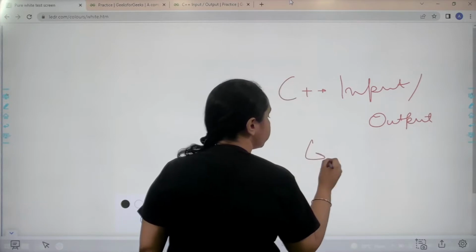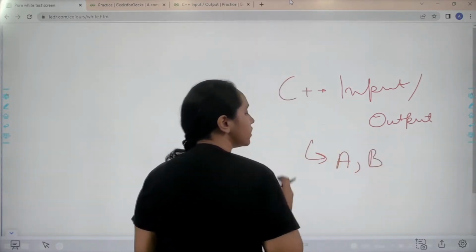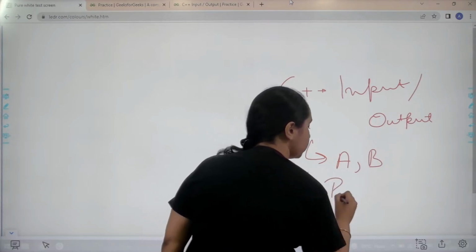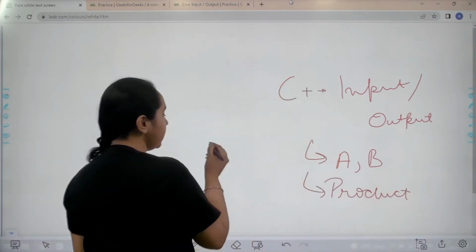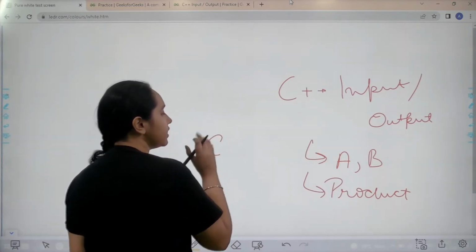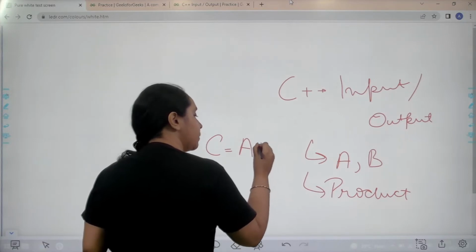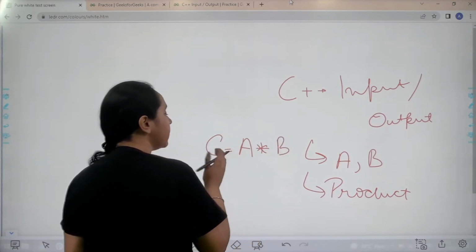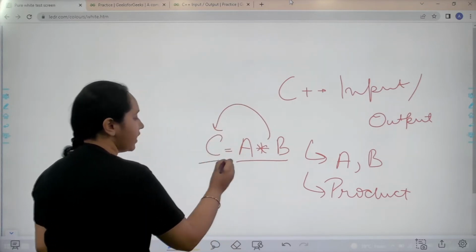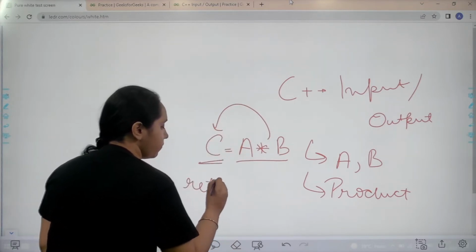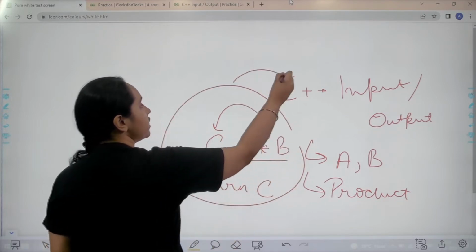In this problem, we would be given two numbers, for example A and B, and using these two numbers, we need to find the product. So what we would do is directly take a variable C. In this variable C, we would store the product of A multiply B. Because the answer is stored in this, we can directly return it. So this is the solution for this problem.